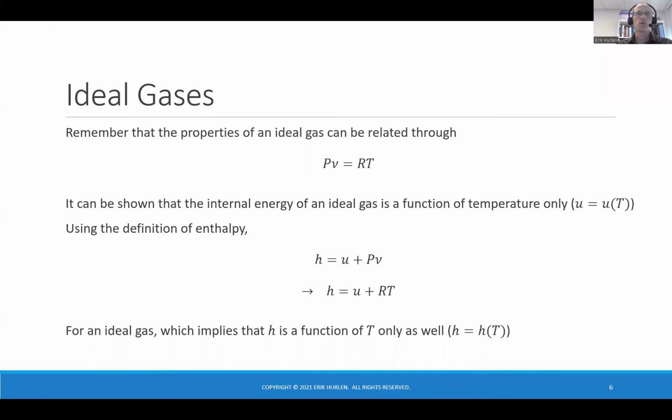There are a few cases where we can go into a bit more detail about the way the temperature changes with the addition of heat. The first of which is ideal gases. Here we know that the pressure times specific volume is equal to R times temperature T. The internal energy, u, of an ideal gas is only a function of temperature. So starting with the enthalpy of h equals u plus Pv, this can be replaced with u plus RT. And since R is a constant, we can see that h is a function of only temperature as well.